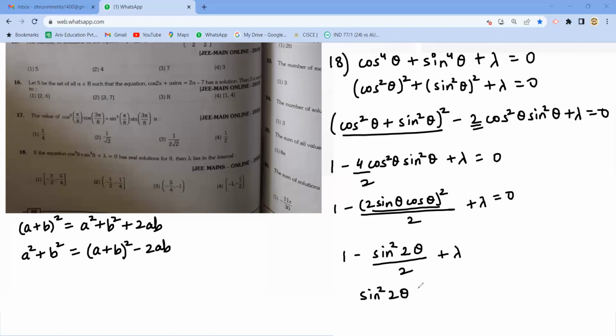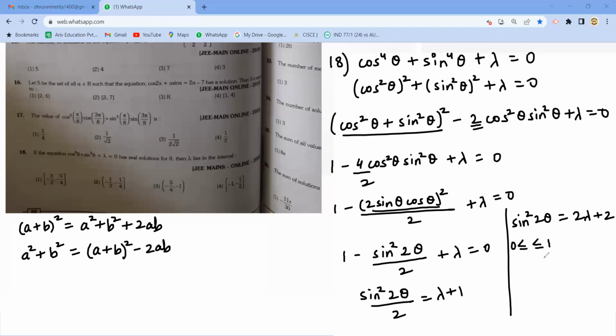From here, let us find the values of sine square 2 theta. So what is the answer for sine square 2 theta? From here you will get sine square 2 theta by 2 is equal to lambda plus 1. तो यहाँ से हमें मिलेगा Arush, sine square 2 theta is equal to 2 lambda plus 2. Now do you agree with me that sine square 2 theta will always be more than 0, less than 1? So we will get 2 lambda plus 2 is more than 0 and less than 1. Chalo, let's subtract this 2 from everywhere.